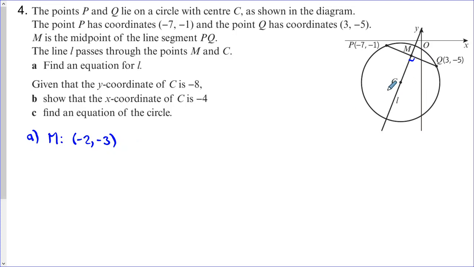I just need the gradient, so the gradient of L. Because I know P and Q, I can find the gradient of this one, the chord, and then the negative reciprocal will be the one I'm after. So PQ gradient first. Changing y, well, it's gone down 4. Changing x, that's gone up 10.